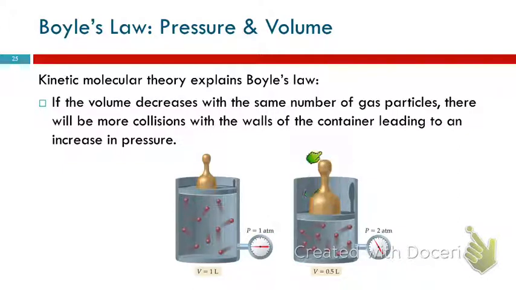If we put a larger weight here and push the lid down so this volume has half the size, then the pressure goes up by a factor of 2. So they're changing by the same factor. One went down by a factor of 2, one went up by a factor of 2. Why? Well, when these particles are squeezed into a smaller space, they're going to run into the sides of the container more frequently, and so the pressure is higher. Any questions?